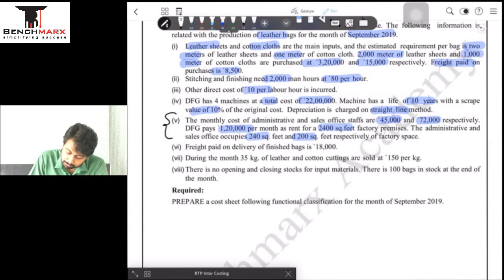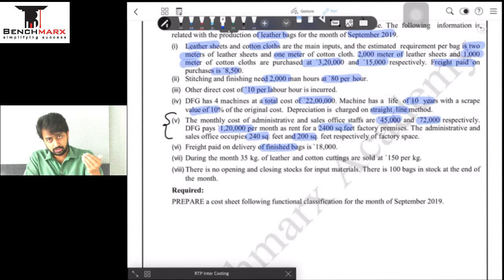ठीक है, फ्रेट बेस्ड ऑन डिलीवरी ऑफ फिनिश्ड बैग्स, फिनिश्ड बैग्स के ऊपर फ्रेट. ओके, वन मिनट. फ्रेट विच इज बेस्ड ऑन द फिनिश्ड बैग्स इज माय आउटवर्ड फ्रेट, विल गो इन टू एसएनडी नीचे आफ्टर सीओपी.